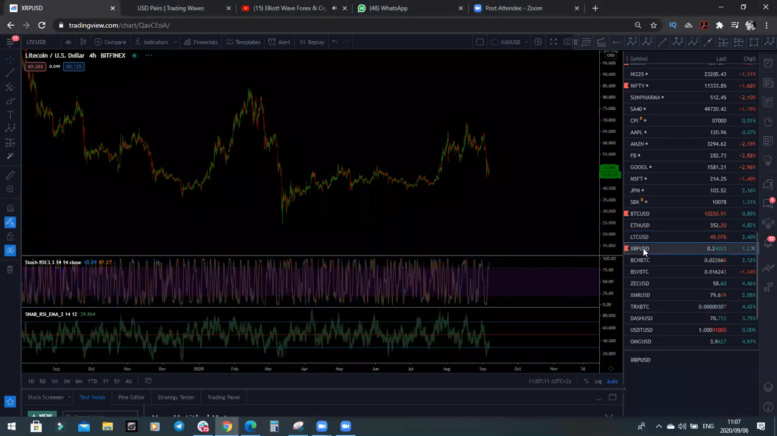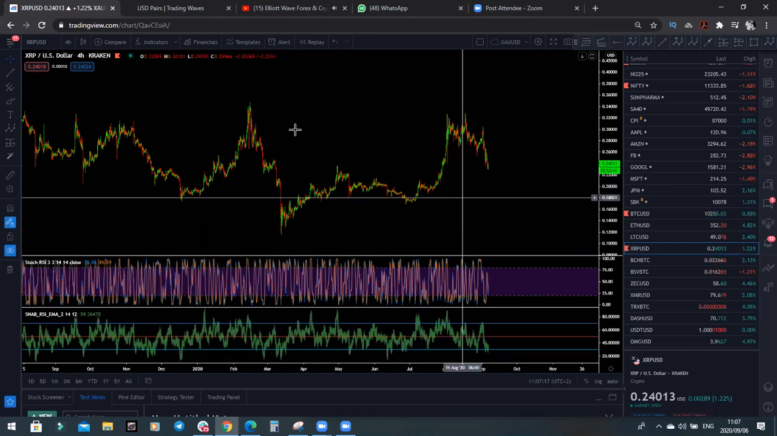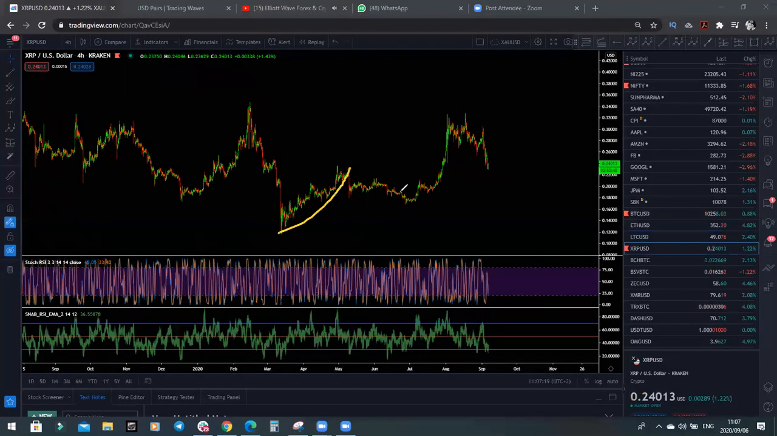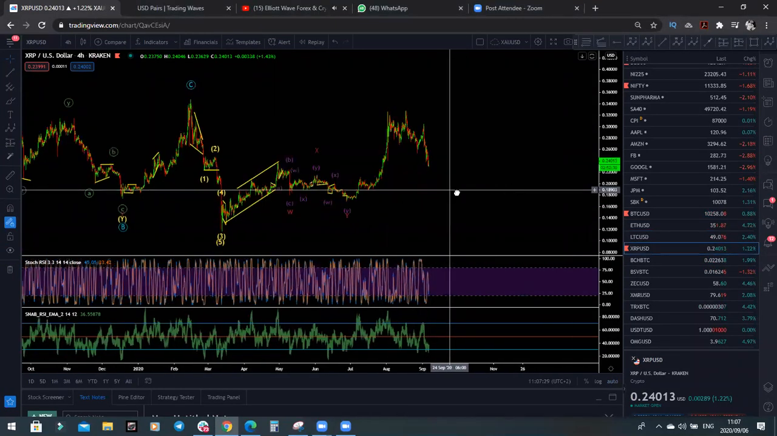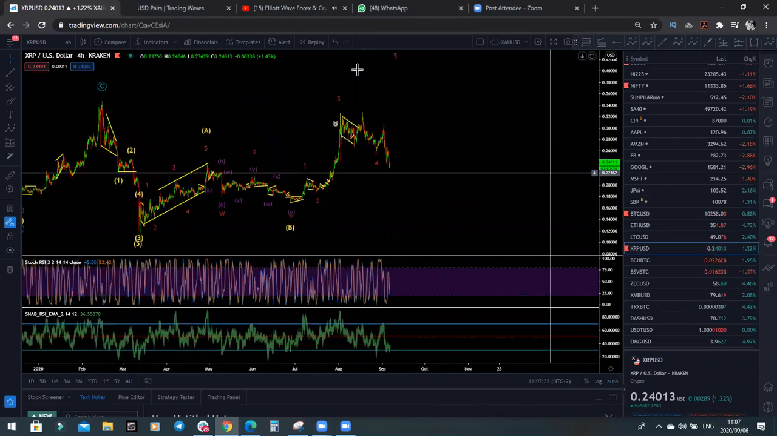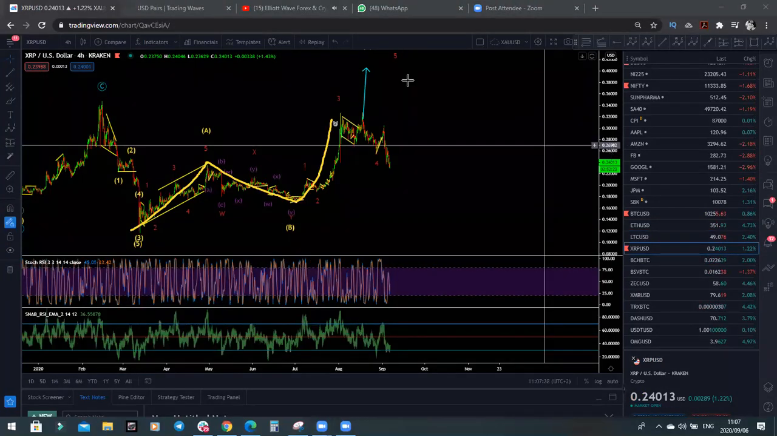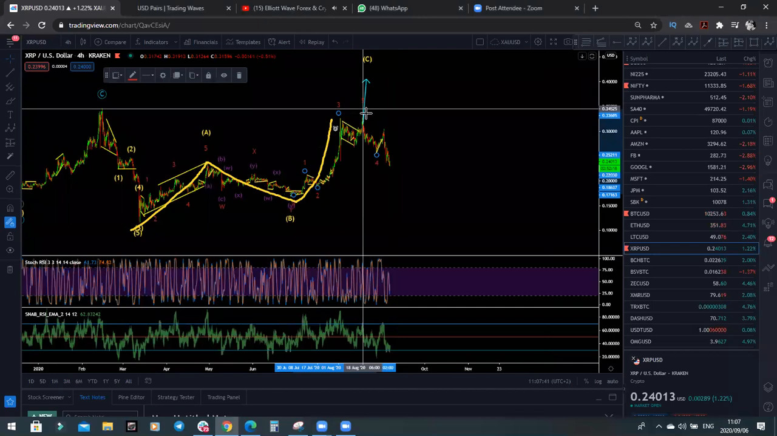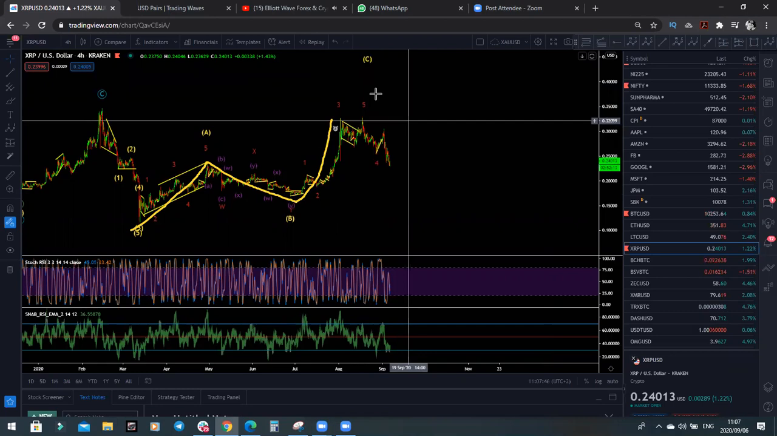Ripple. Let's look at Ripple. Also 3 waves up here on Ripple. Now we're coming down with this one. Let's show the labeling. Just like Litecoin, we've got 3 waves here, and wave 5 completed. It looks like a truncated 5th wave here.